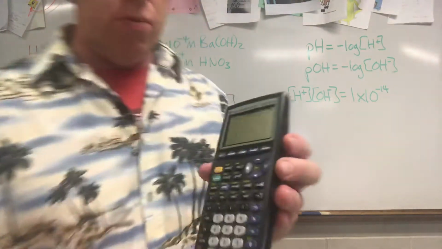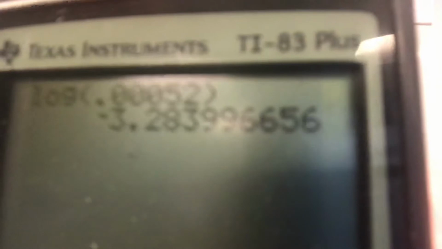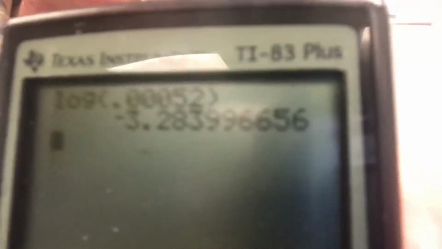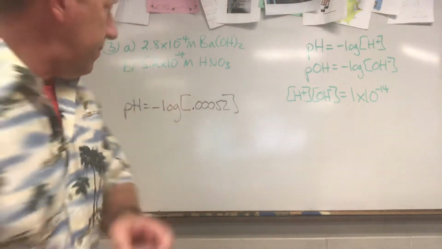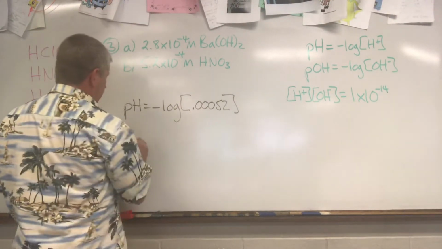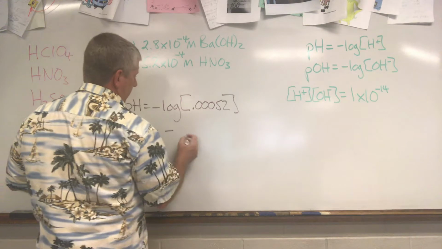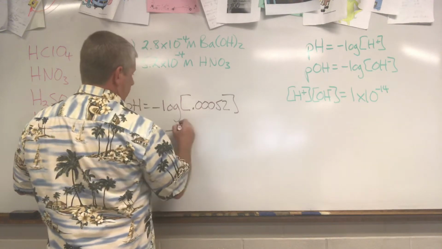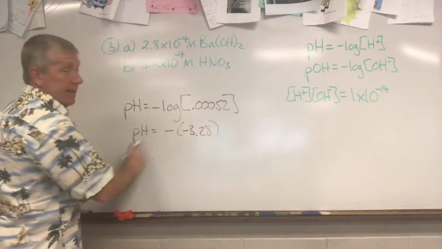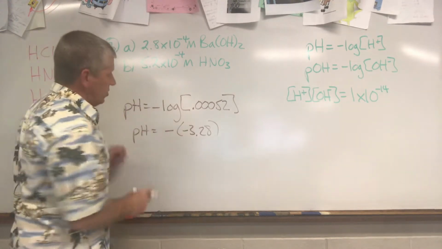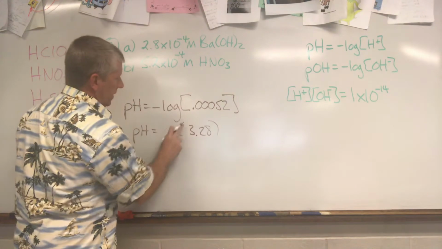All right, let's go. Drum roll. Let's hit enter. And what do we got? Look at that. Close to 4. Negative 3.28. So pH is equal to negative, negative 3.28. It's negatives here. I can get rid of that negative. That's why it's here. So the pH is 3.28.